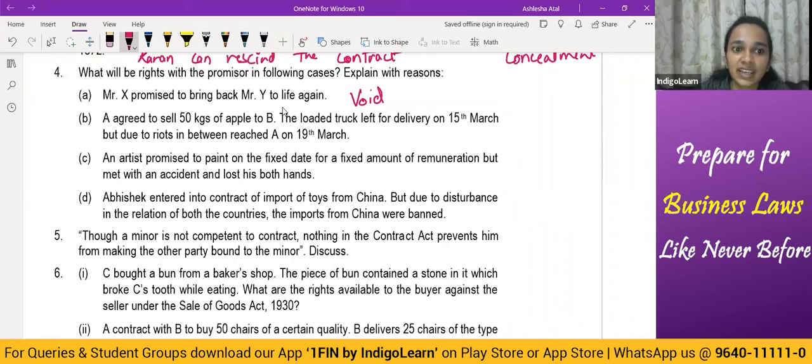Second situation: A agreed to sell 50 kgs of apples to B. The loaded truck left for delivery on 15th March, but due to riots in between, reached B on 19th March. So here it could be a situation. Now this is perishable food. Apples are perishable in nature. So here we can use the provision of destruction of subject matter.